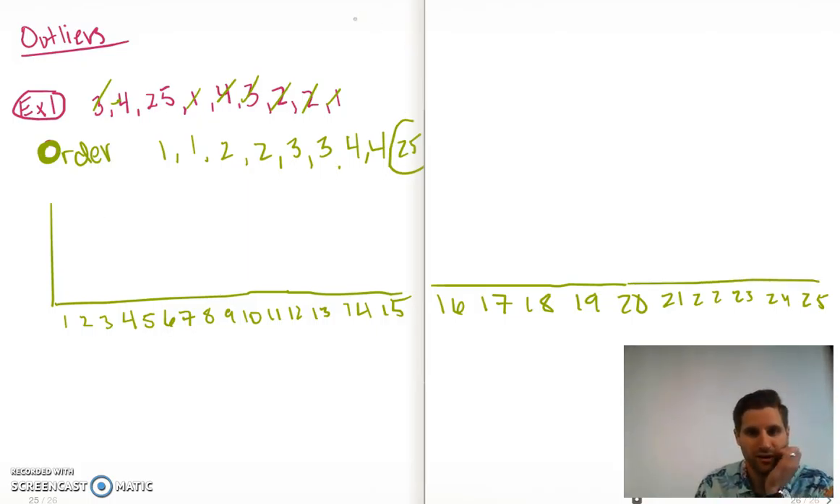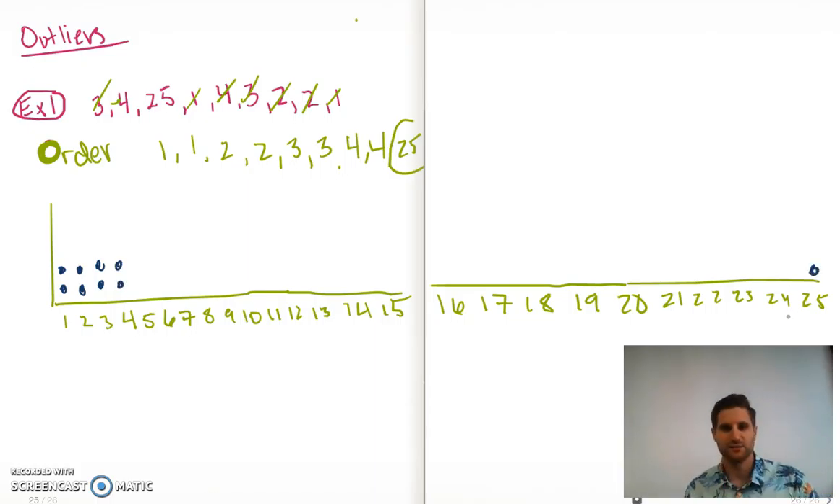Okay, and then we did a little frequency chart. So how many we have? So we have 2 1s, so that's 1 and 2. We have 2 2s, 1 and 2. 2 3s, 1 and 2. And then 2 4s, 1 and 2. And then we have 25 way over here. Does that seem like it's an outlier? Yeah, the definition of an outlier.